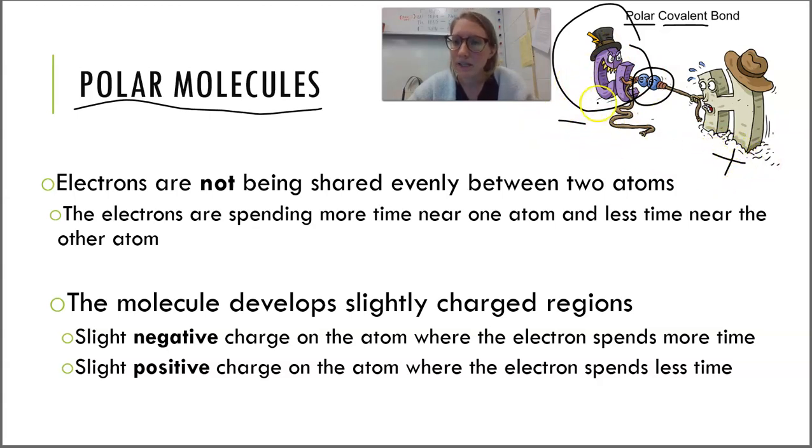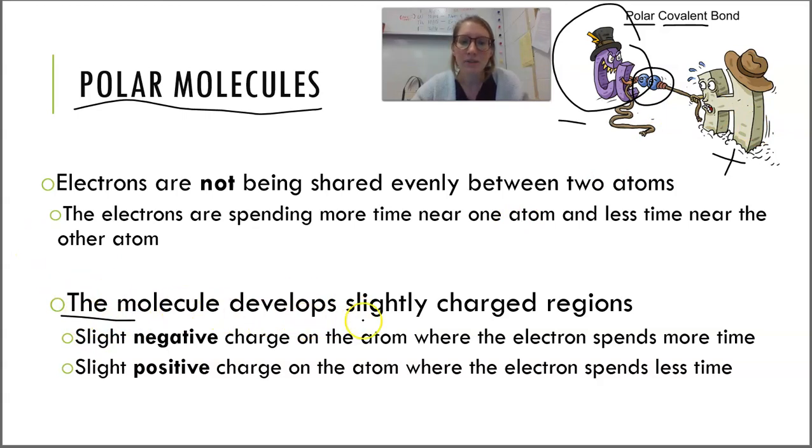Because of this discrepancy in charges, it's not even. One side is a little bit more negative than the other, and one's a little bit more positive. That is what we call polarity. It's polar, meaning it's not going to be even and neutral all the way through. It will be a little bit negative on one side of the compound and a little bit positive on the other side. So that's what this describes down here.